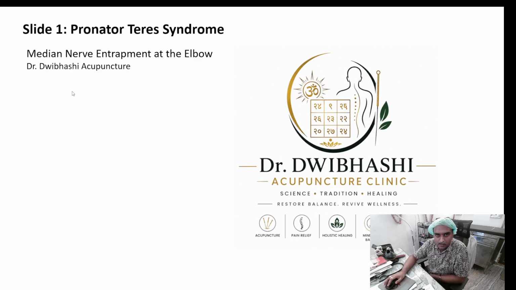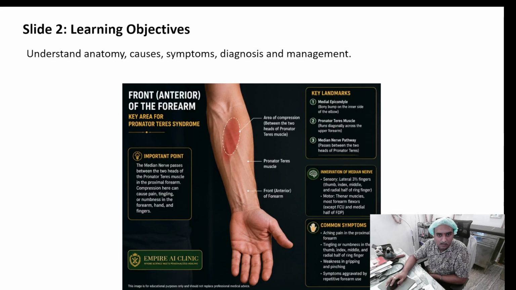So, today's topic is on pronator teres syndrome, median nerve entrapment at the elbow. The learning objectives: understand anatomy, causes, symptoms, diagnosis, and management.